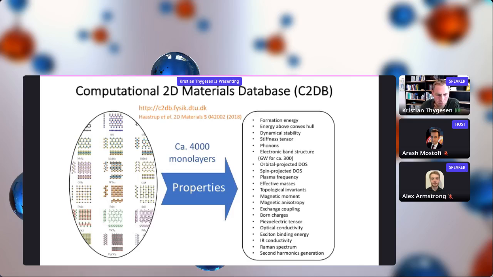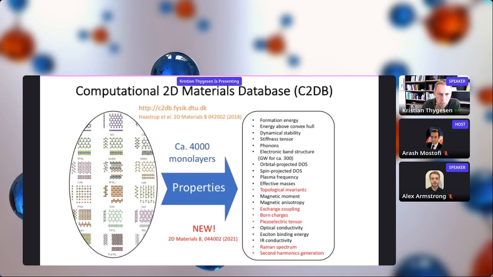Right. I think if I have a couple of minutes left, I just want to mention a very large project that we're working on in my group, that we call the Computational 2D Materials Database, or C2DB, which is an online database of 2D materials that currently holds about 4,000 monolayers, for which we have used an automated workflow to compute a range of different properties, as listed over here to the right.